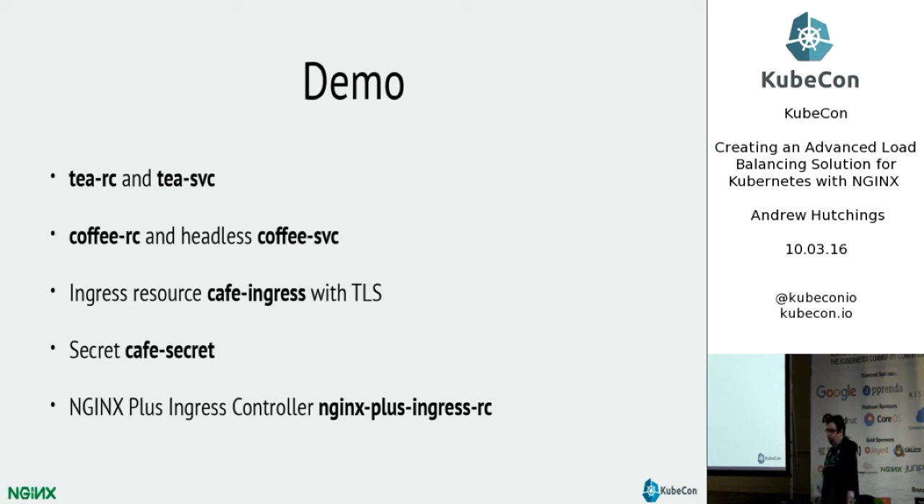So tea and coffee are going to start with two replicas. There's going to be a secret file that's base64. It's not encrypted, but can't have everything. Then a Cafe Ingress, which is going to define the paths to coffee and tea, as well as which secret file to use.